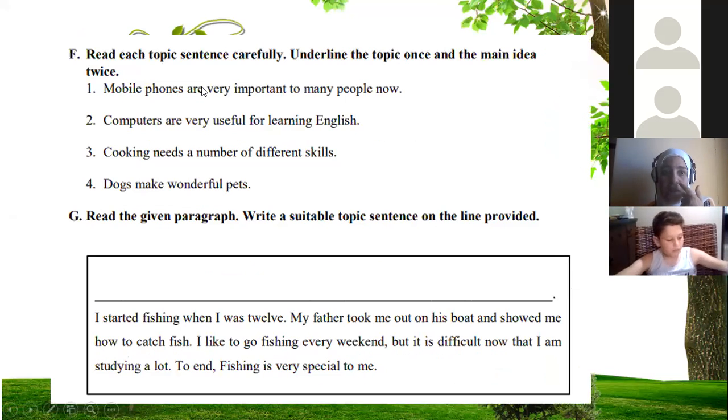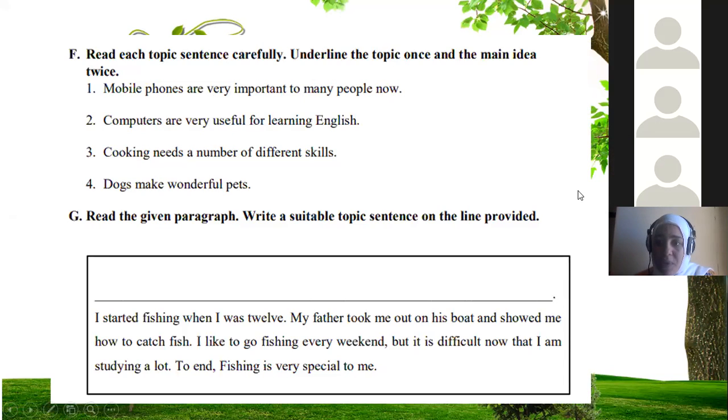Okay. Read each topic sentence carefully, underline the topic once and the main idea twice. The big topic, I have to underline it 1 time, and the main idea, the most important idea, I have to underline it 2 times. Okay? Number 1, Ali: mobile phones are very important to many people.